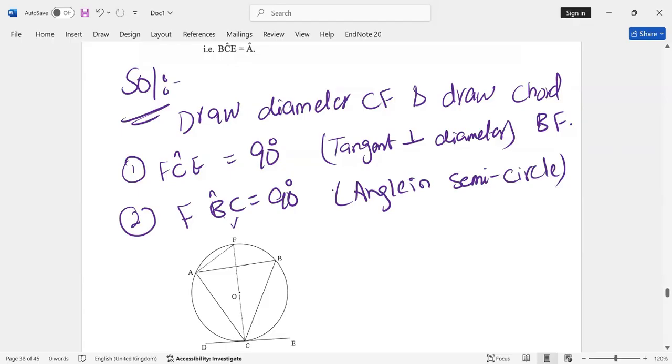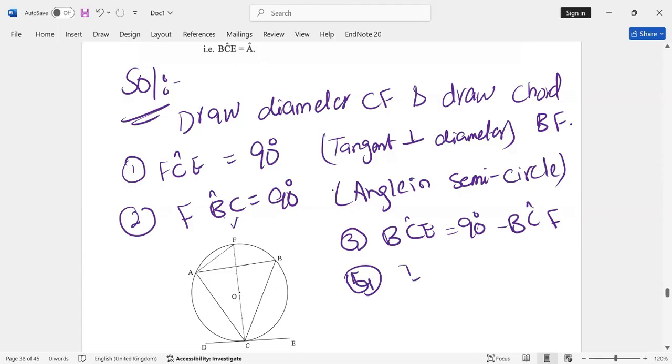Okay, so the third point is that we have angle BCE equals 90 degree minus BCF, and the fourth point is we have triangle FBC, angle BFC equals 90 degree minus BCF. So sum of all angles of a triangle. Okay, this is the sum of angles of a triangle.